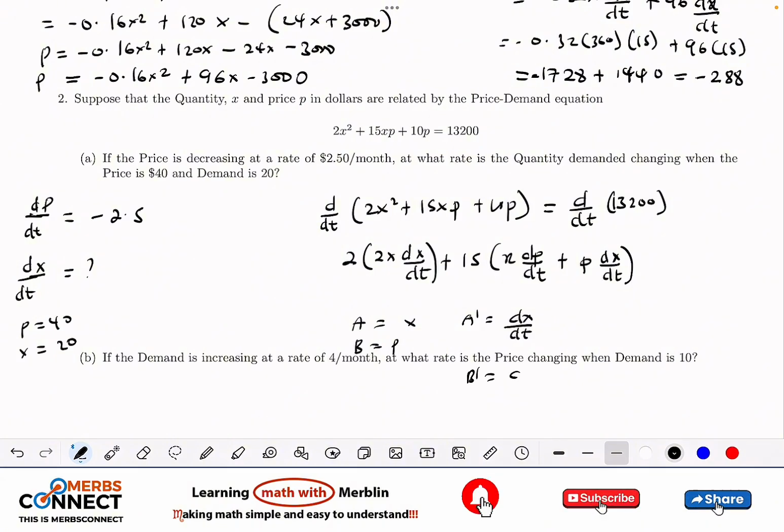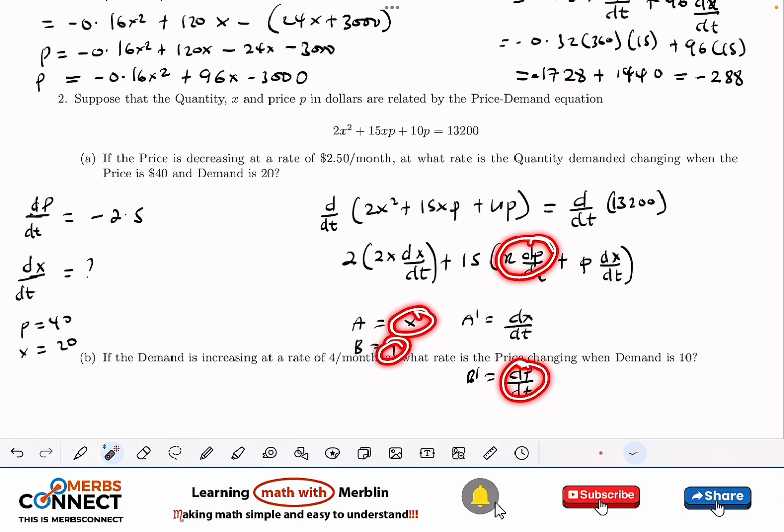B prime will be equal to the P over the T. So now multiply this, which is giving us this here, plus this multiply this, also giving us this. Don't forget I factored the constant out. So now after constant multiply through.